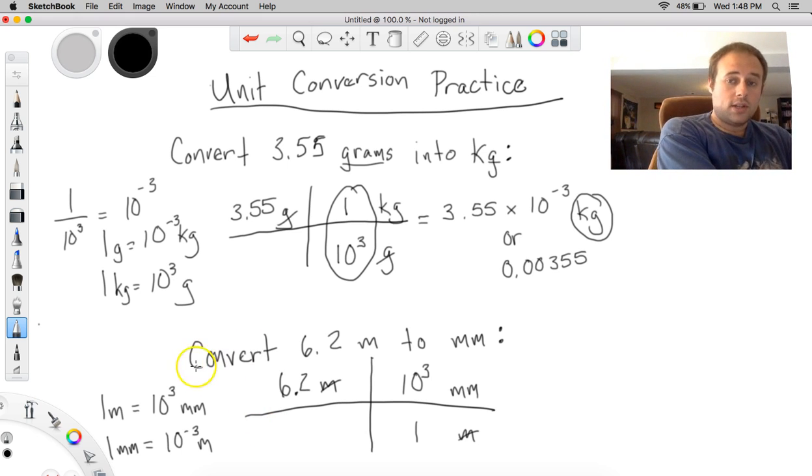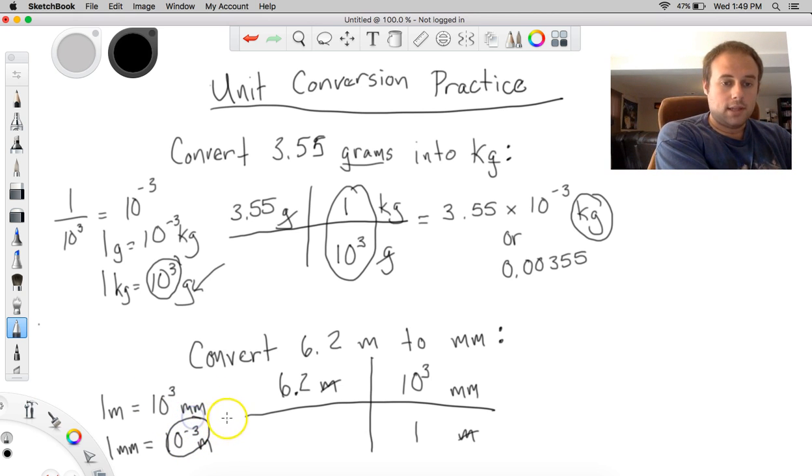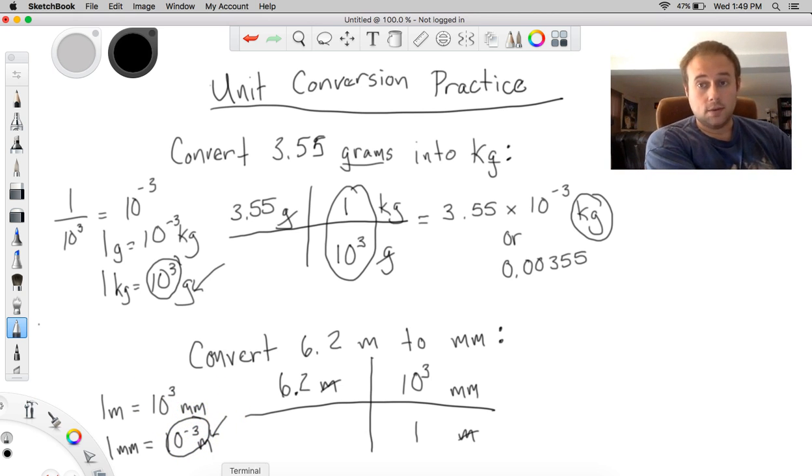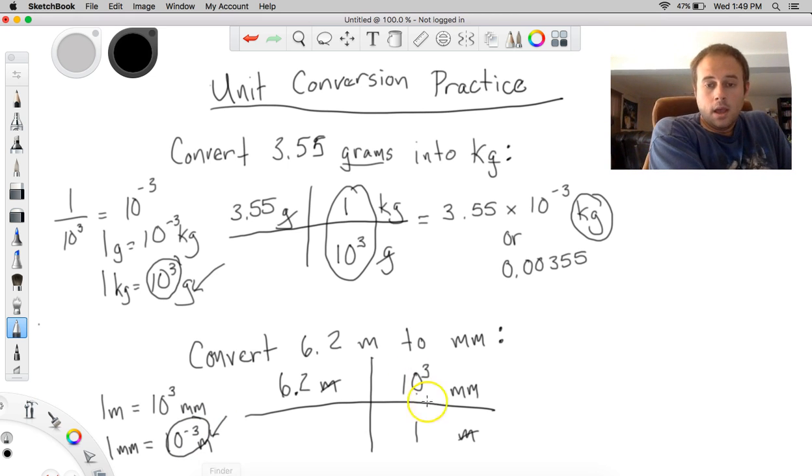Okay? But notice when you look up a chart with a kilo prefix, the kilo prefix is 10 to the third relative to the base unit. If I look up milli in a chart, it's 10 to the minus third relative to the base unit. So hopefully that makes sense to you when you're seeing this, okay?